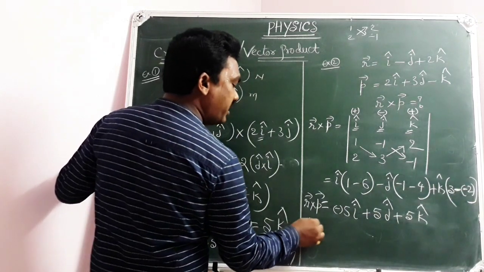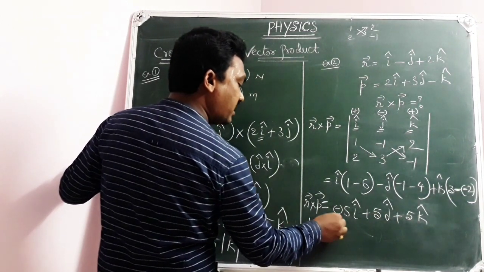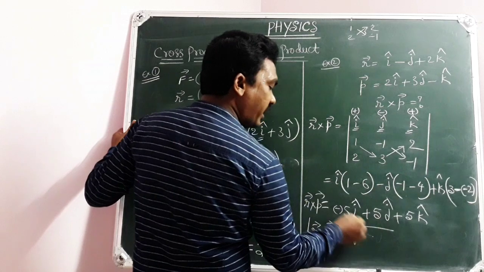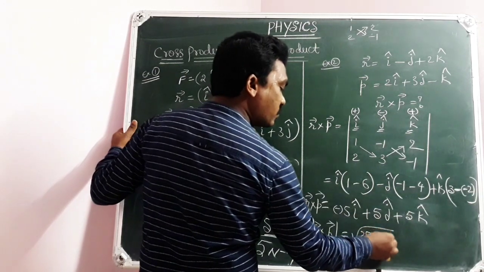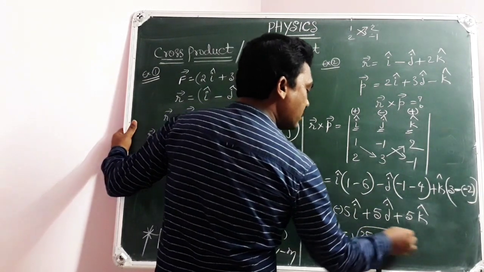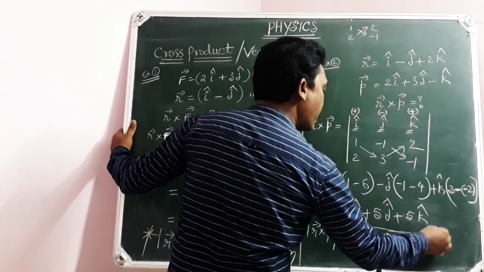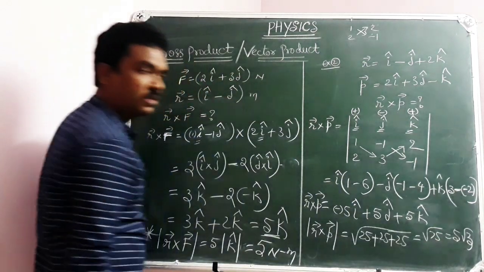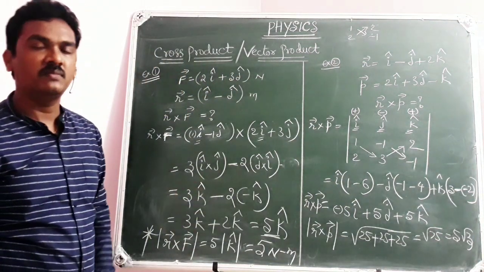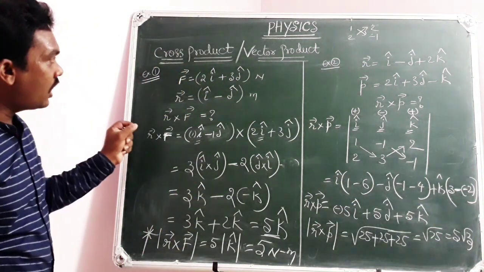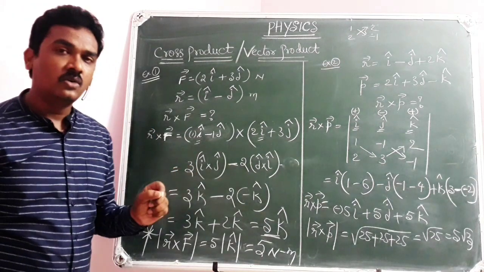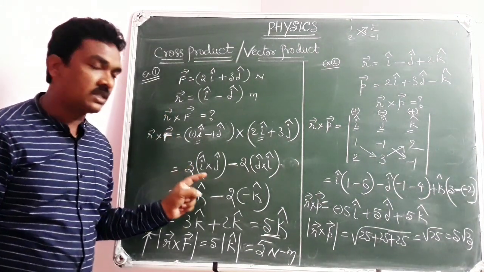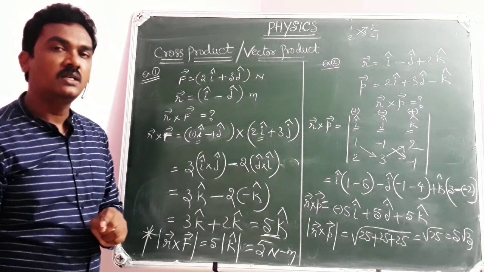If you want to know its magnitude, R bar cross P bar is equal to root of x square plus y square plus z square. This is equal to root of 75, which can be written as 5 root 3, because 25 into 3, square root of 25 is 5, so 5 root 3. So this is how the cross product of two vector physical quantities can be solved mathematically.